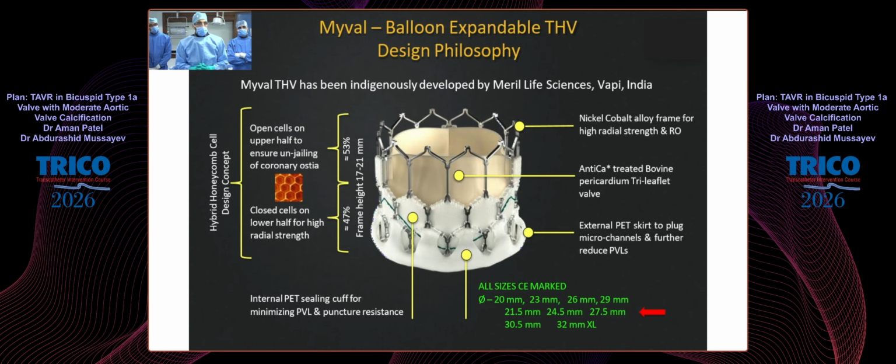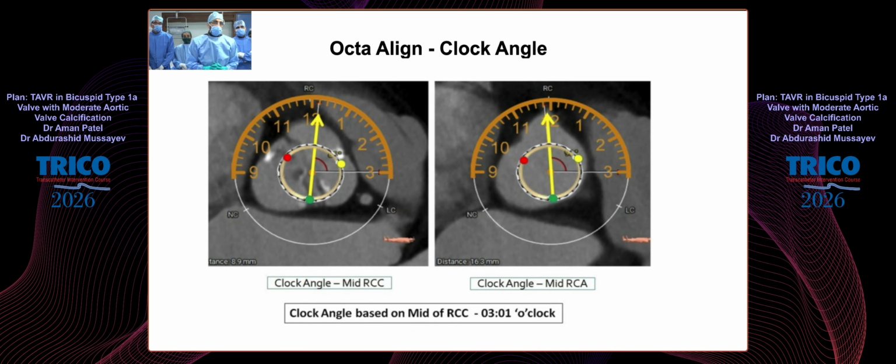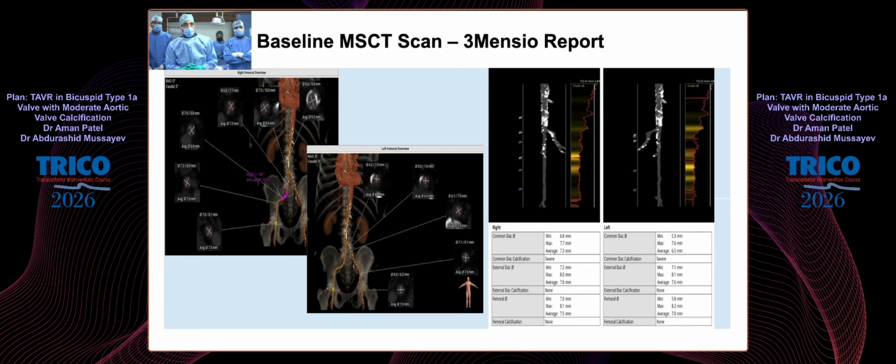Next. This is the valve that we are going to use today. It's a made in India balloon expandable transcatheter heart valve, which is being used all over the world, and it is CE marked as of 2019. Next. These are the commissural angles which will be adjusted in the valve before crimping. Next. And these are the vascular access sites. The femoral arteries are adequate in size.